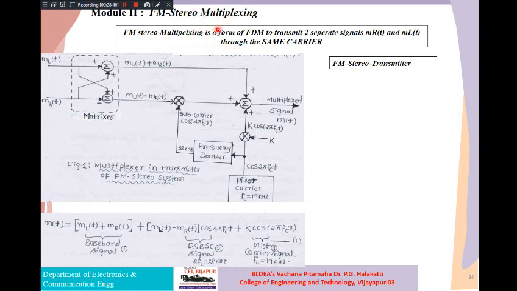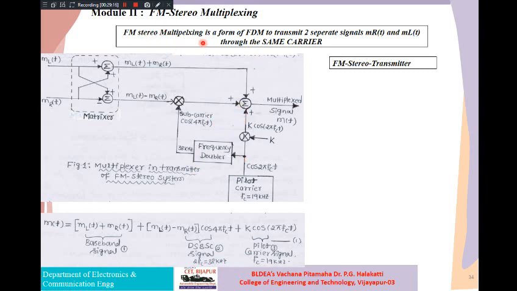Here we are trying to multiplex both the left hand and right hand message signals, ML of t and MR of t. Okay, we are using this kind of connection, known as a matrixer. Here, at one channel you are getting the summation of left and right, and here you will be getting the difference of the left and right. Okay, so the multiplexer in the transmitter of the FM stereo system, the block diagram is shown here.